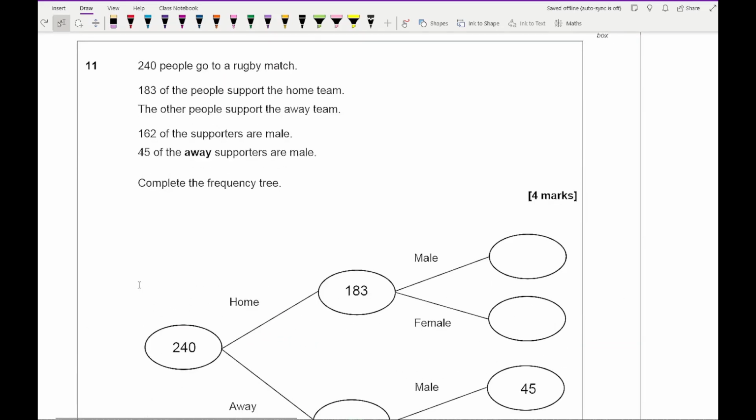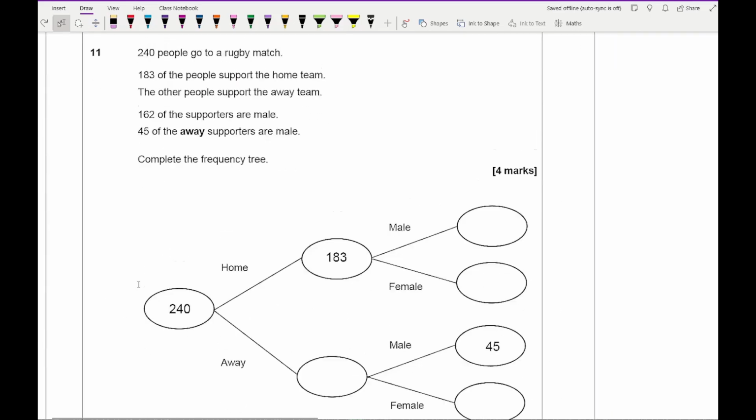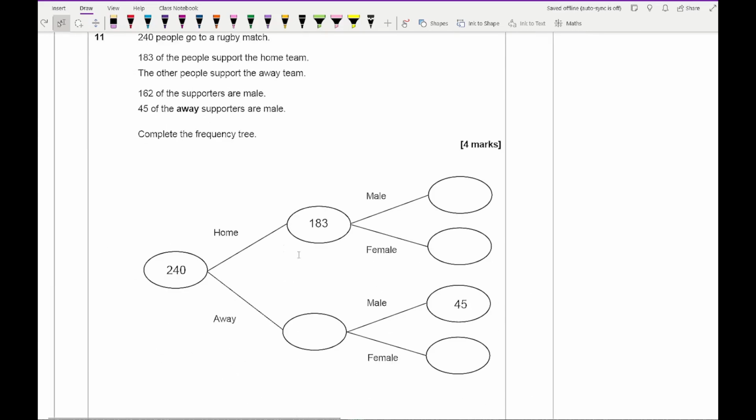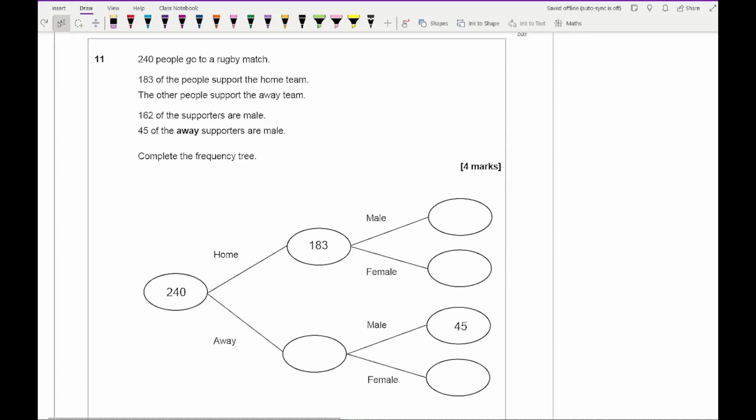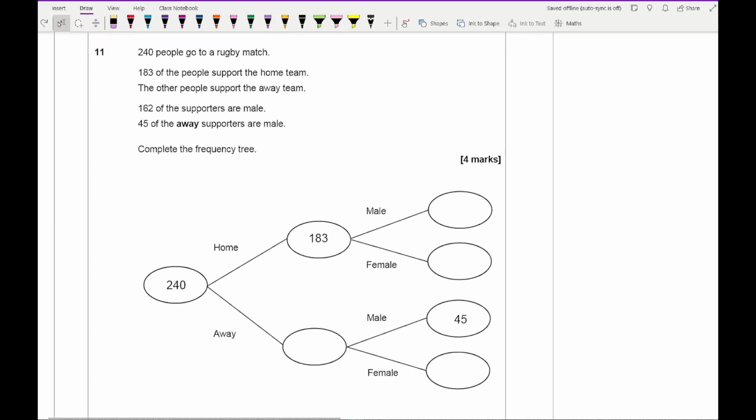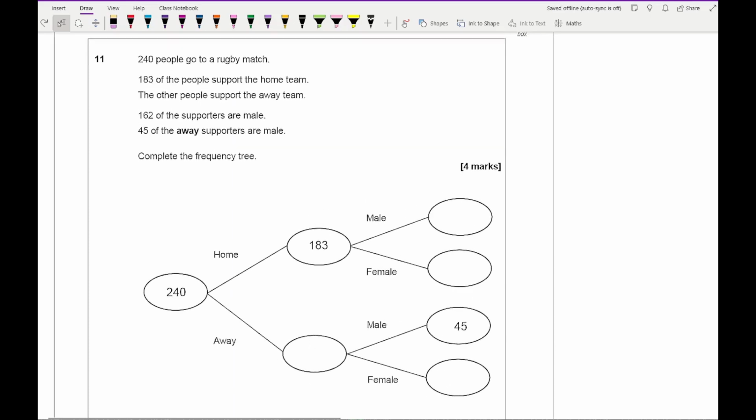Moving on to question 11. Let me just zoom out so we can see it in all its entirety. It says 240 people go to a rugby match. It says 183 people support the home team, the other people support the away team. 162 of the supporters are male, 45 of the away supporters are male. Complete the frequency tree. So for this, we can then work out the away supporters. So we complete this one here by doing 240 minus 183, which gives me an answer of 57.